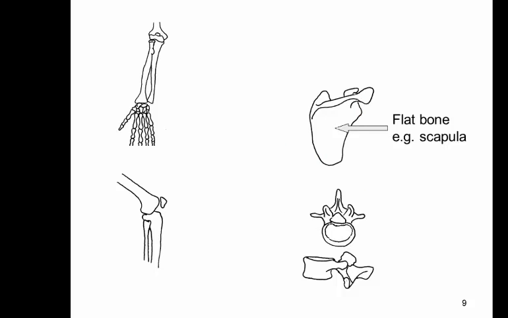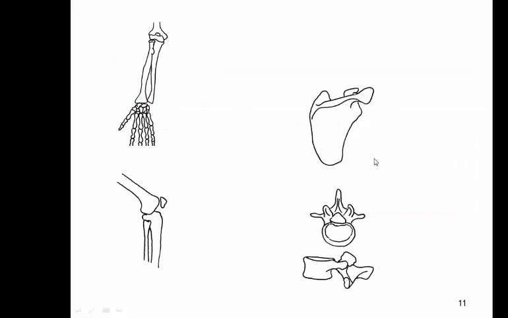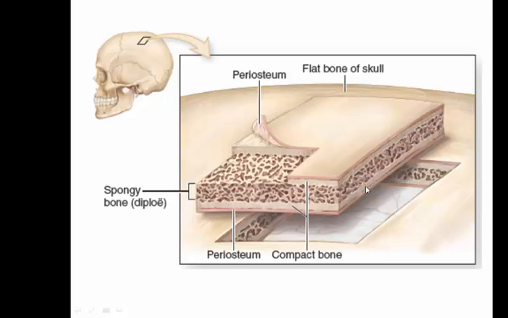Flat bones are bones that are flat and thin in shape. The example in your diagram is the scapula or the shoulder blade. In a flat bone, we have a middle section of spongy bone with 2 thin plates of compact bone on either side. So it represents like a ham sandwich, with the spongy bone being the ham in the middle and the compact bone representing the bread on either side of the sandwich.